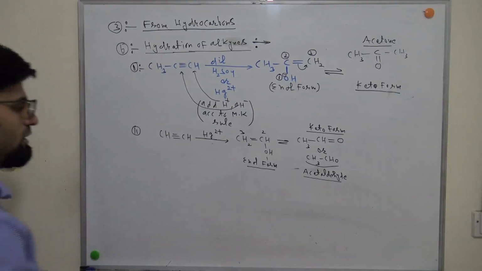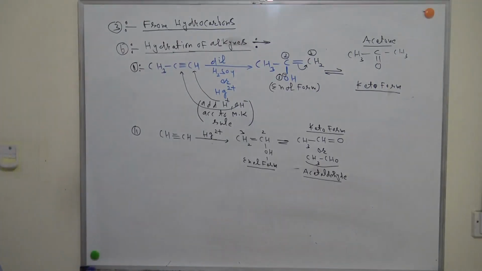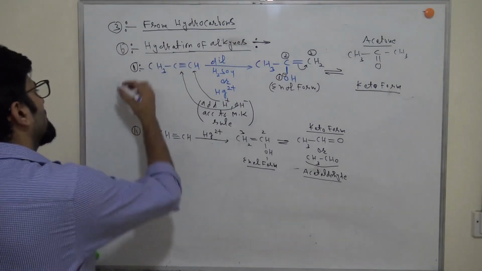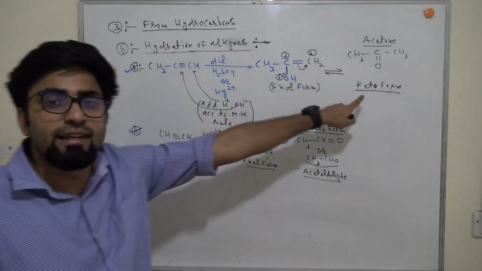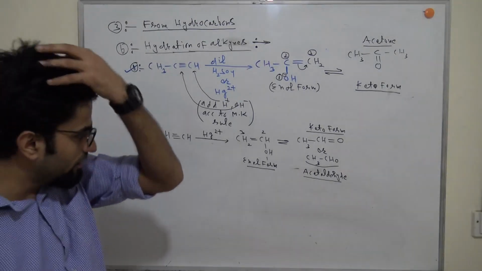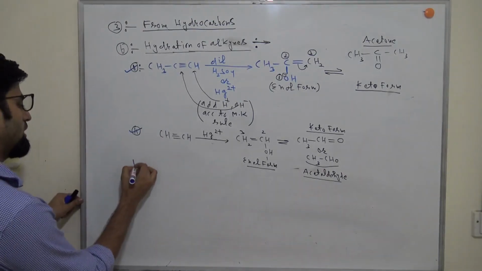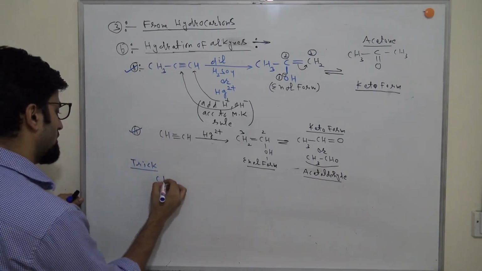Understood? Okay. So even I can tell you the trick also. Okay, I think there is no need. You just solve hydration of alkyne like this. First you write the enol form, and then you write the keto form. So the trick is also there. If you want me to tell you the trick, then I will tell you the trick also. But the trick will always give you the final answer.